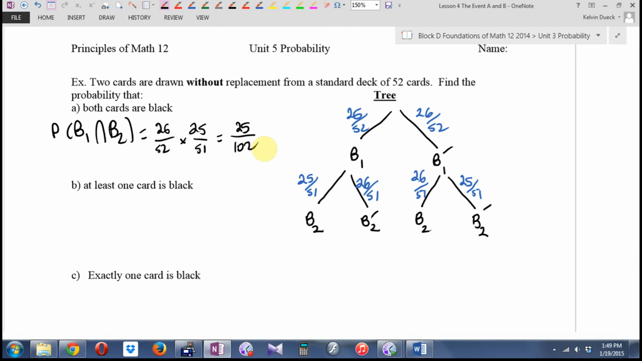B. Brianna, can you read B to me, please, kiddo? Okay, which branch or branches is at least one card?